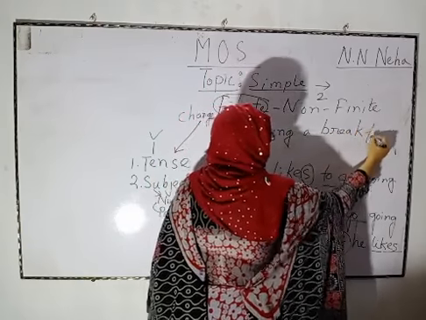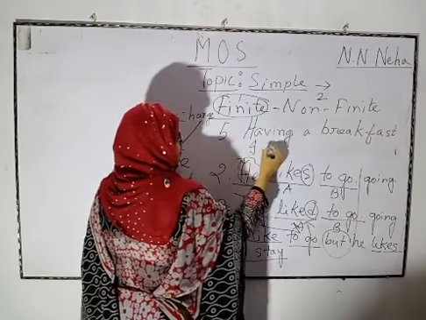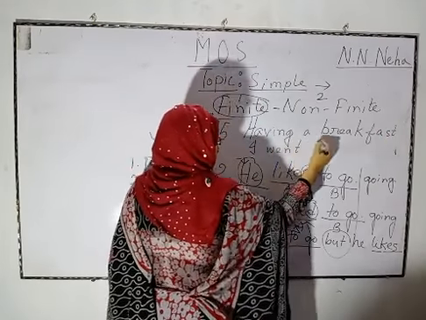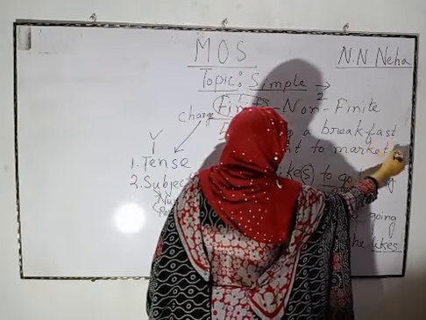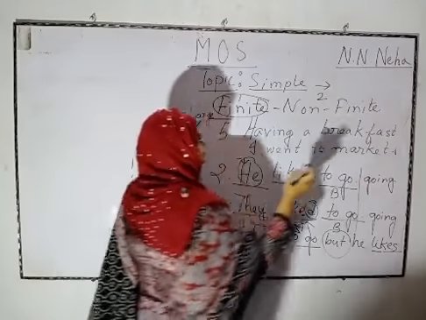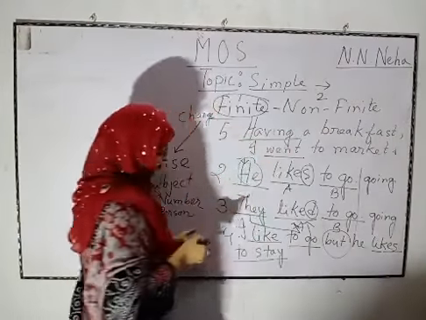Having a breakfast, I went to market. Here having and there is went.